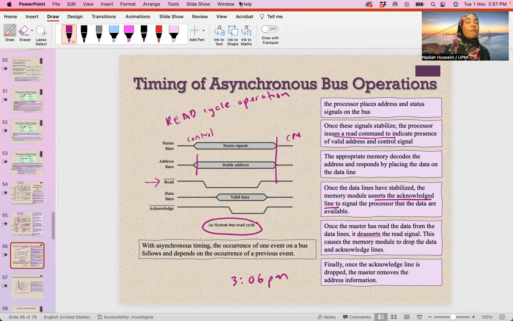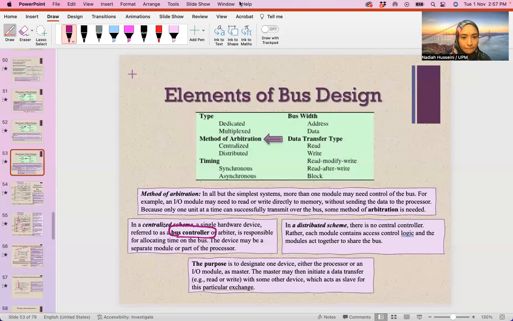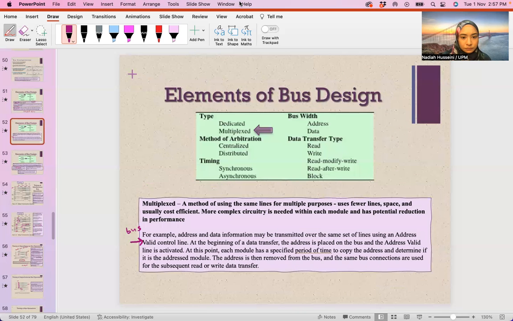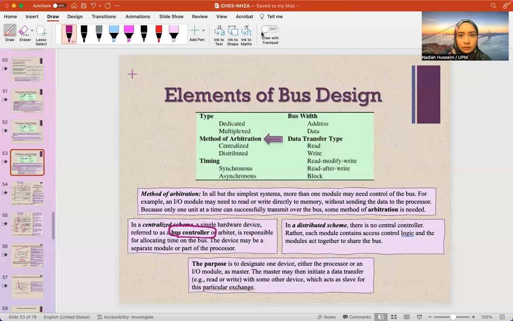Doctor, can you just explain back about the centralized scheme and the distributed scheme? It's an element of the bus design, the method of arbitration. Okay, so for the method of arbitration, we have two types, which are the centralized and the distributed. And I told you in the centralized scheme, you have a bus controller.